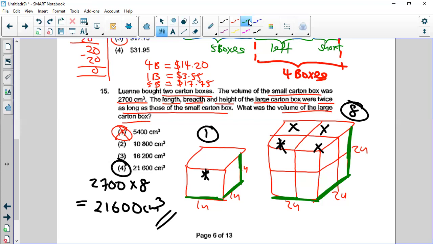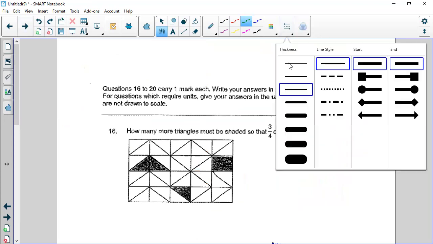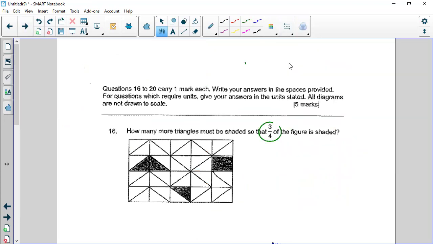Question 16. Take note, this was one of the PSLE problems in the last few years, it came out in one of the PSLE papers. How many more triangles must be shaded so that 3/4 of the figure is shaded? What is the fraction talking about? It's talking about the figure. Look at the denominator. Are there only 4 triangles? No. How many triangles are there? You can count the triangles.